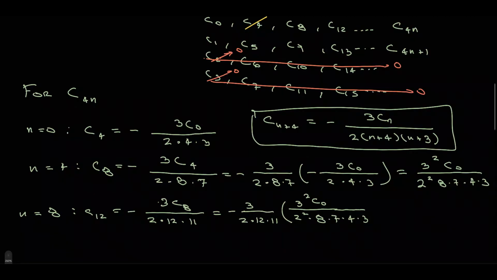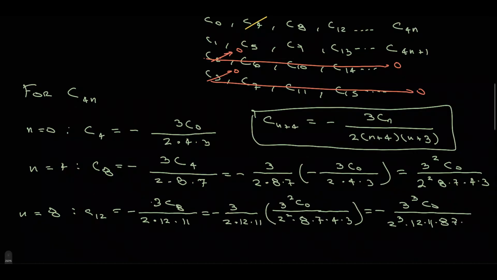All right. So that, let me simplify it. So that'll be negative 3 cubed c sub 0, everything divided by 2 times 2 squared, that equals 2 cubed. And that's 12 times 11, 8 times 7, and let me make some space, and 4 times 3. All right. Okay, so from here, this is more than enough to write the coefficients of the first series containing the subscript of the form 4n.